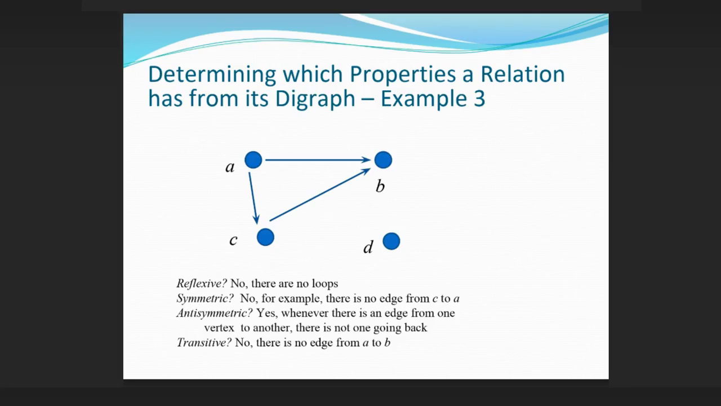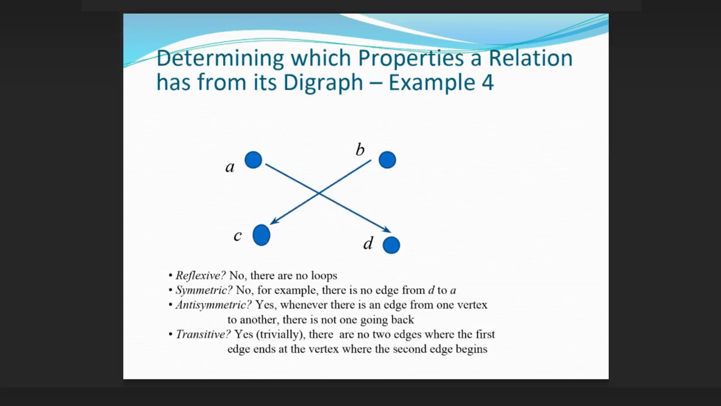Determining which properties a relation has from its digraph. Example 3. Reflexive? No, there are no loops. Symmetric? No. For example, there is no edge from D to A. Antisymmetric? Yes, whenever there is an edge from one vertex to another, there is not one going back. Transitive? Yes, trivially. There are no two edges where the first edge ends at the vertex where the second edge begins.